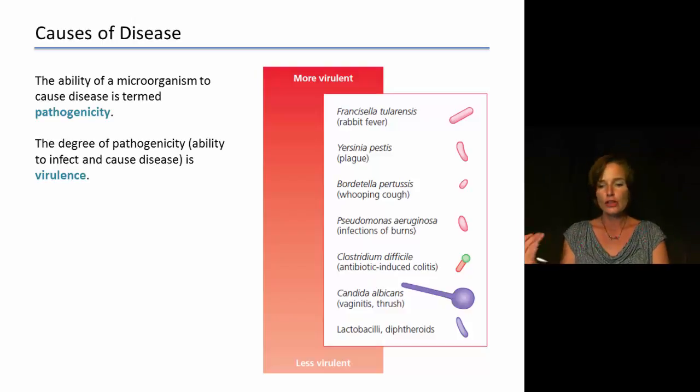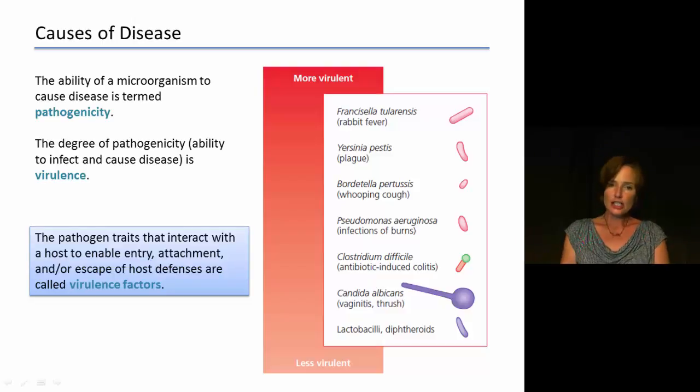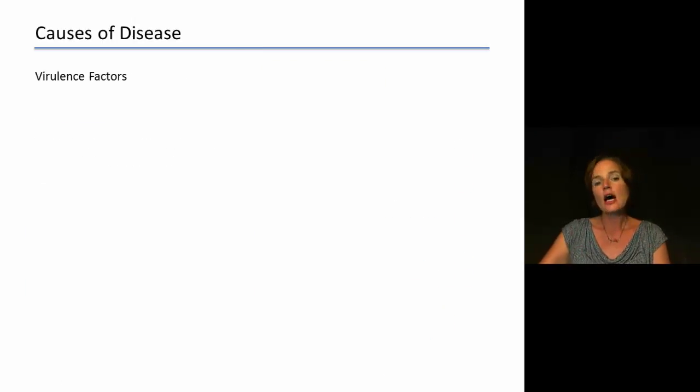You can see that plague is near the top of this, so it's very virulent, or more virulent than something like thrush or lactobacilli. The pathogen traits that interact with the host to enable entry, attachment, and or escape host defenses, these are all going to be things that affect the virulence, and they're what we call virulence factors. We've talked about some of those already.